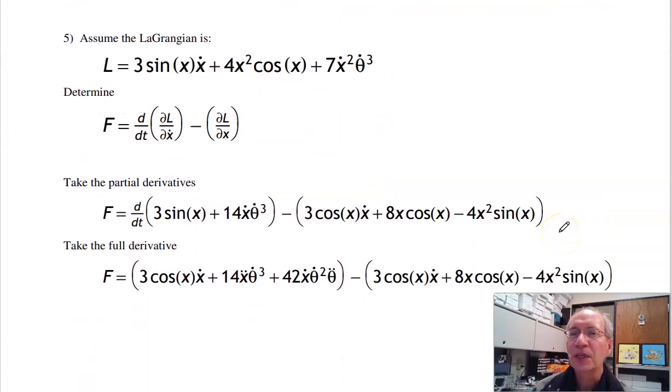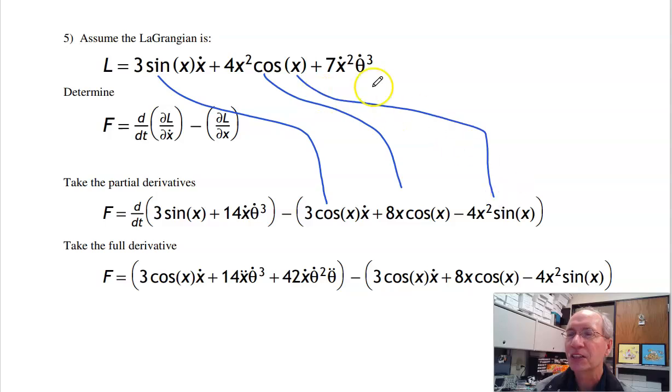The last problem is, if this was the Lagrangian, find the force. So to do that, first take partial derivatives. Partial derivative with respect to x dot. So here's an x dot, ignore, there's an x dot. Minus the partial with respect to x. So here's an x, derivative of sine is cosine, derivative of x squared is 2x, derivative of cosine is minus sine of x, and that's it.